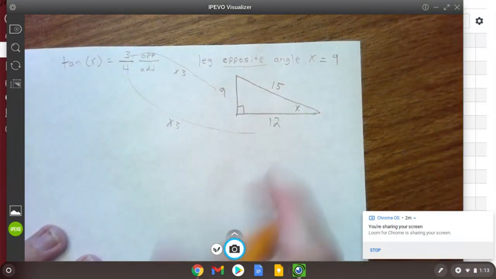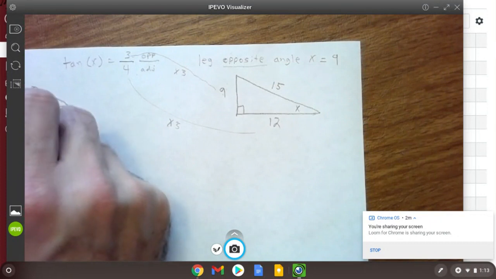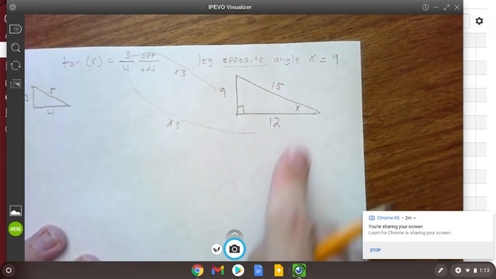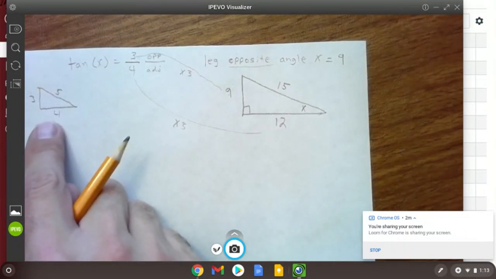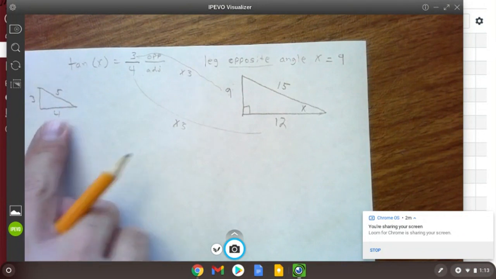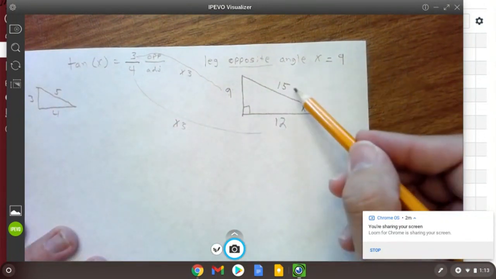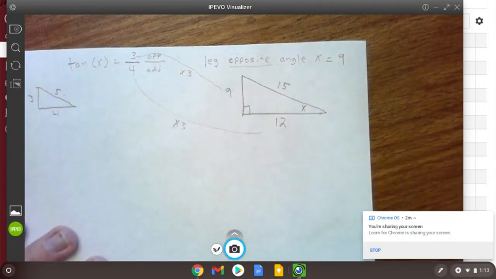What this actually is, I told you earlier that the 3, 4, 5 was a special triangle. Well, what this is, is just a scaled up factor of 3, 4, 5. 3 times 3 is 9. 4 times 3 is 12. So to get that missing side, we could have just done 5 times 3, and then been 15.